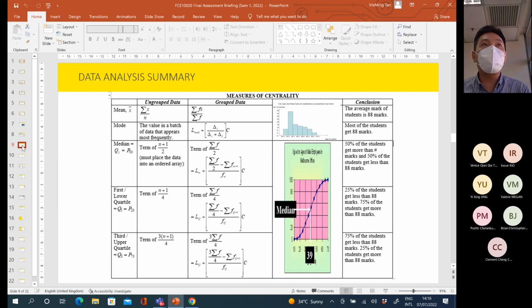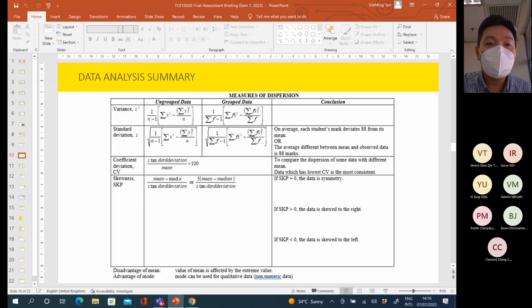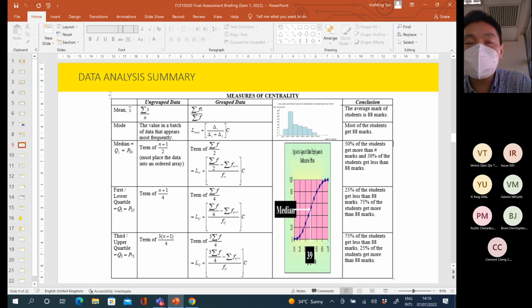Then the second part of chapter 1 is on the descriptive measurements, which consist of mean, mode, median, first quartile, third quartile, standard deviation, variance, skewness, and coefficient of variation. These are called the descriptive statistics measurements. In order to answer this type of question, you must identify the nature of the data that you have, whether it's ungrouped or grouped data. Why? Because you are going to use the correct formula to measure each type of descriptive statistics.